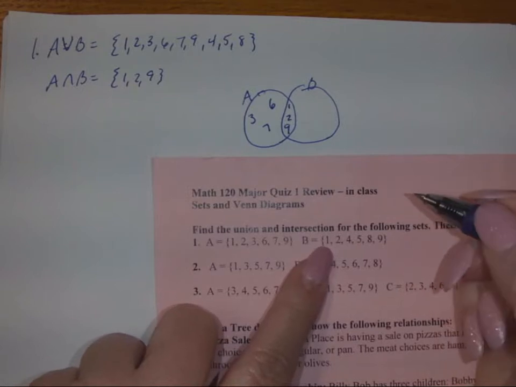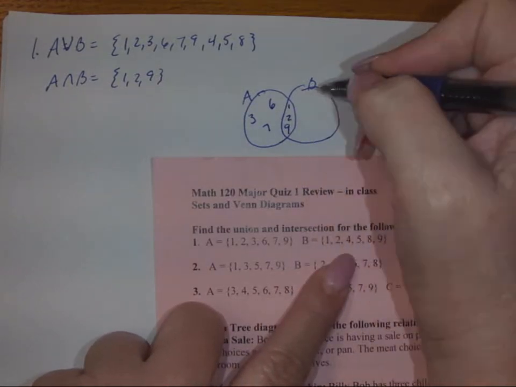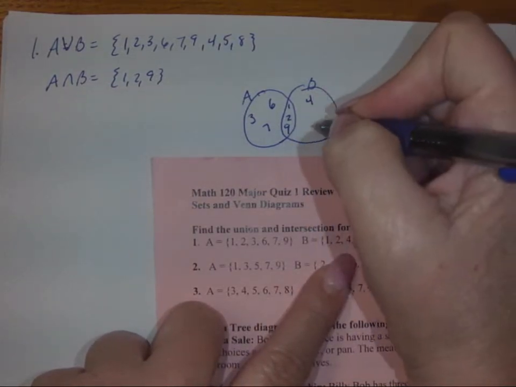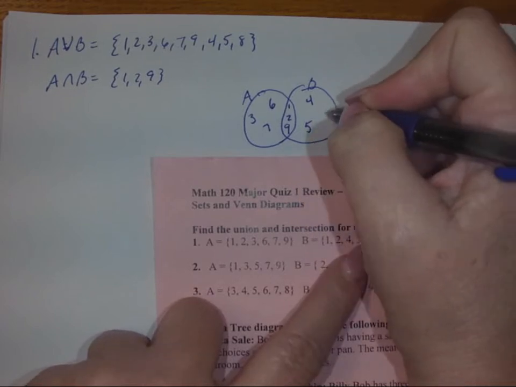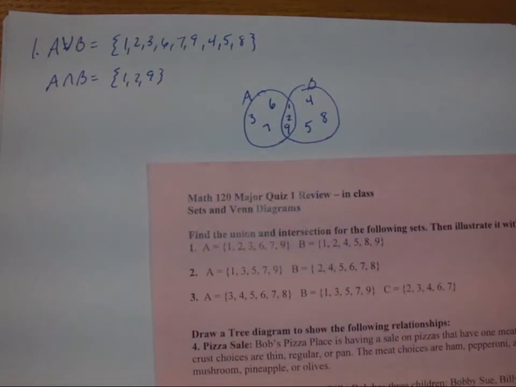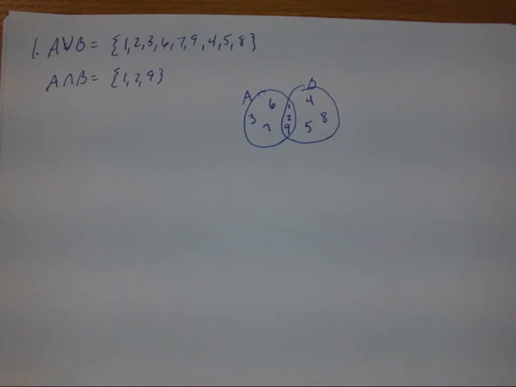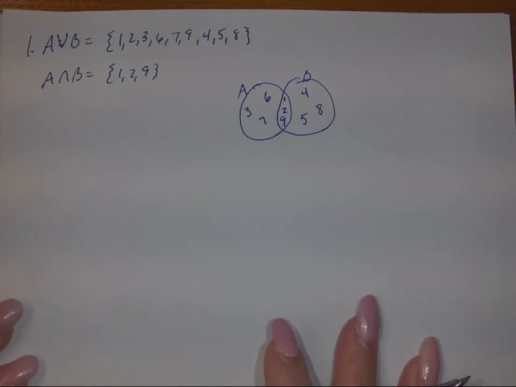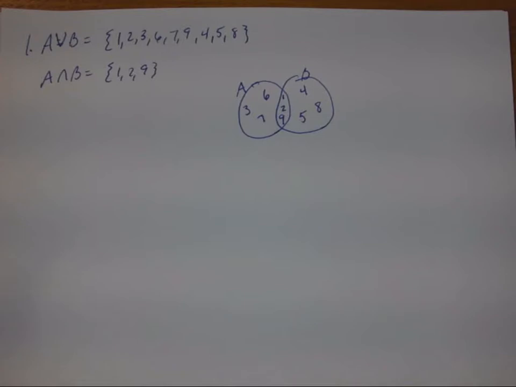In set B, I have the 1, I have the 2, I don't have the 4, I don't have the 5, I don't have the 8, but I already have the 9. So that is a complete Venn diagram for those two sets. We're not worried about the universal set in these examples. We're just doing what we have here. All right, so let's go to our next Venn diagram.